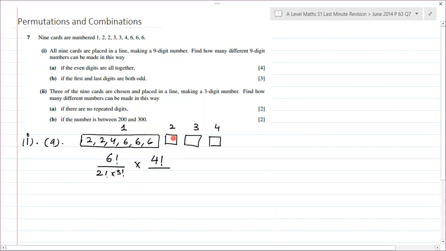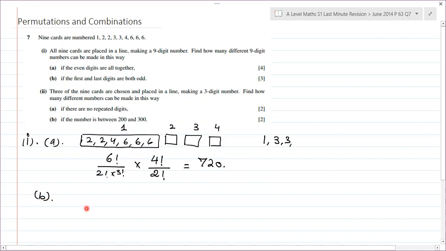Out of these 4 blocks, we have the remaining numbers. We have 1, 3, and 3. So the 2 3's are repeating. So this will also be divided by 2 factorial. And the answer would be 6 factorial divided by 2 factorial times 3 factorial multiplied by 4 factorial over 2 factorial. That would give you 720. That's the answer to part A.